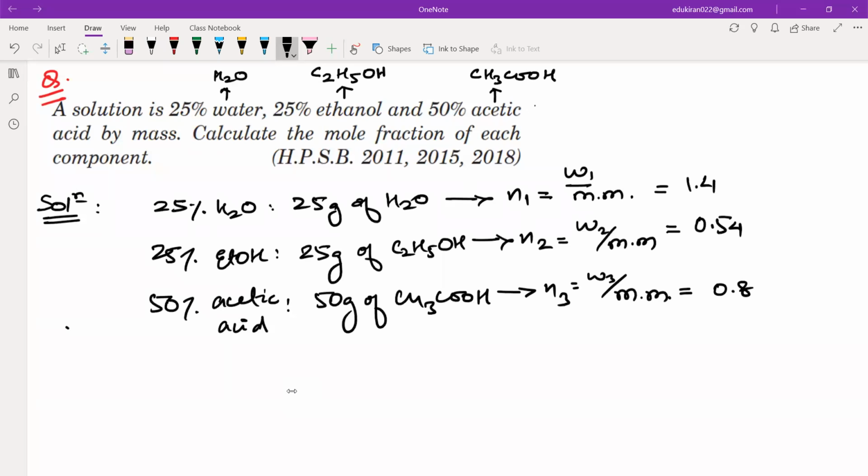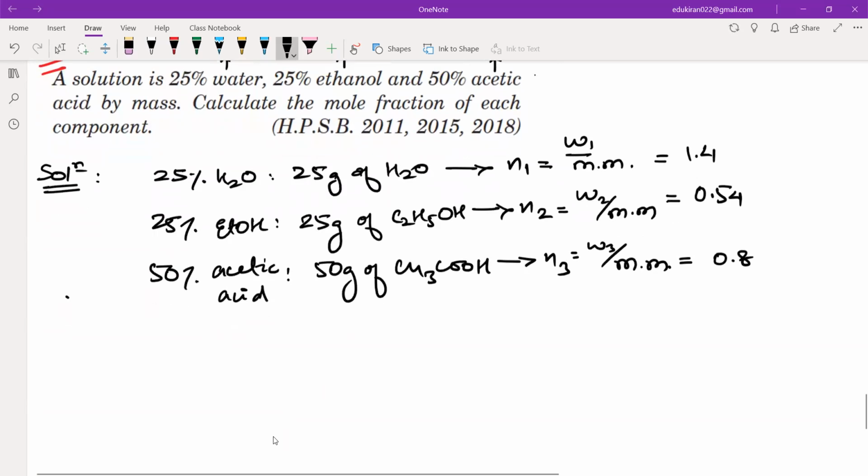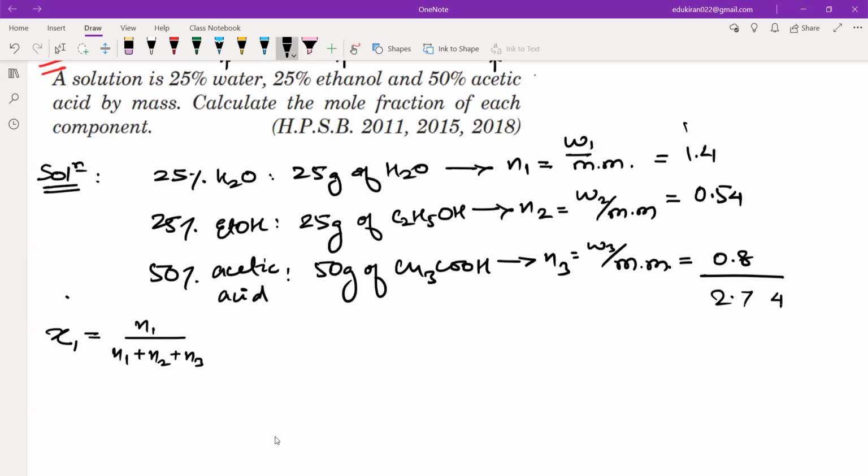ठीक है. And after this, you need to calculate the chi A, chi B, and chi C, chi 1, chi 2, and chi 3. So chi 1 will be equal to N1 upon N1 plus N2 plus N3. Now please remember, it is a ternary solution. That means you have three components here. तो सबके मोल्स हैं, total number of moles, N total. यहीं पे आप लोग कैलकुलेट कर लीजिए कितना हो जाएगा. This will be 1.4 plus 0.54 plus 0.8, 2.74. So this will be equal to N total.